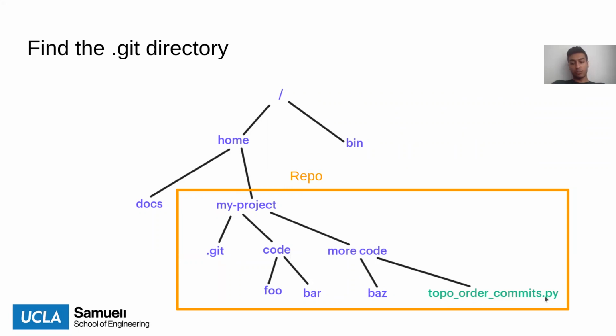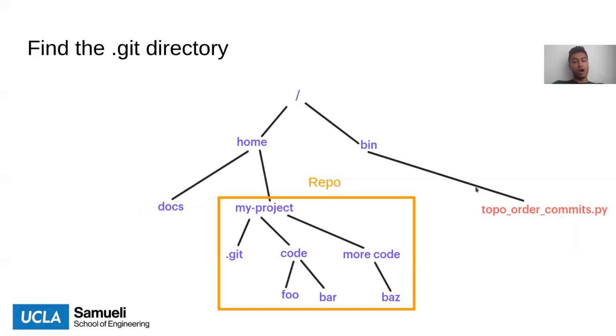So for instance, for topo_order_commits.py, we look in more code for .git, it's not there. So we move up a directory. We look in my project for .git, we found it. So we can confirm that topo_order_commits is inside a Git repo, and we have located the .git directory for this repo.